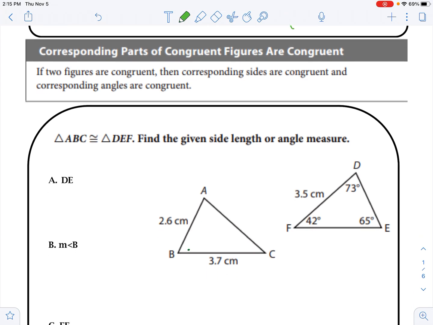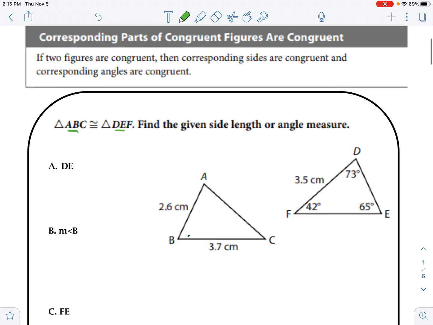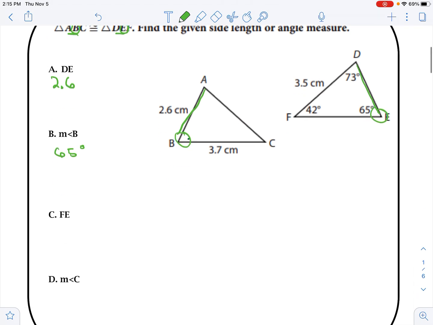DE is congruent to AB. They're the first 2 letters. So I come here. We want to know what DE is. DE is this side here, and we know that it's congruent to AB, so it would be 2.6. Angle B is equal to angle E. I always look, so E and B are congruent. If E is 65 degrees, then B is 65.